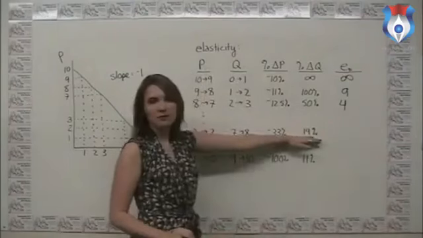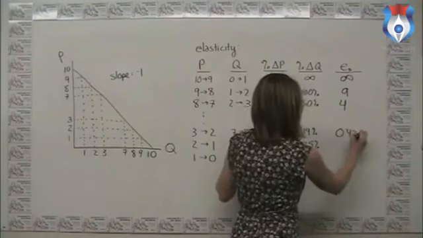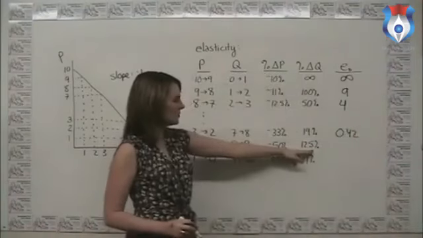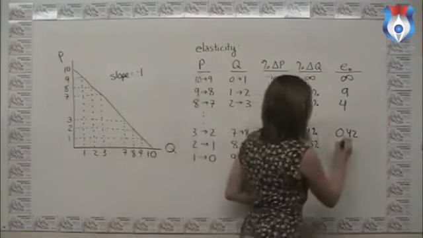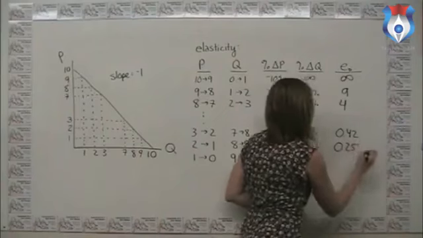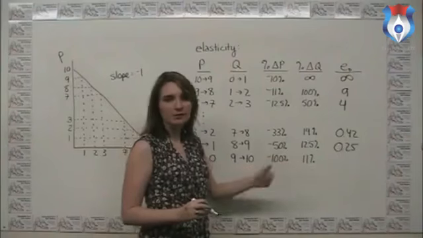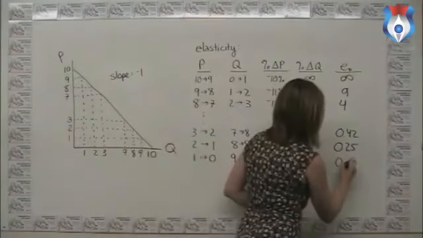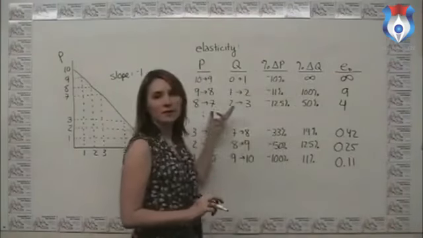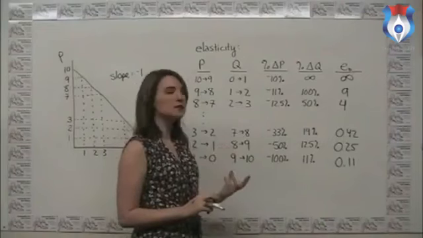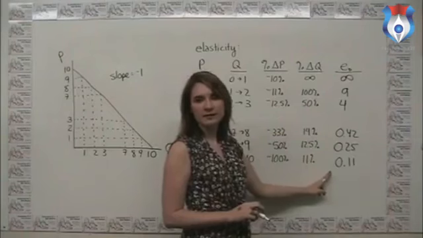The absolute value of 14% divided by 33% is about 0.42. The absolute value of 12.5% divided by 50% is 0.25, or 1/4. And finally, 11% divided by 100% in absolute value terms is about 0.11. So you'll notice that even though we were talking about a 1 unit increase and decrease each time, that translates to a number of different values for elasticity.